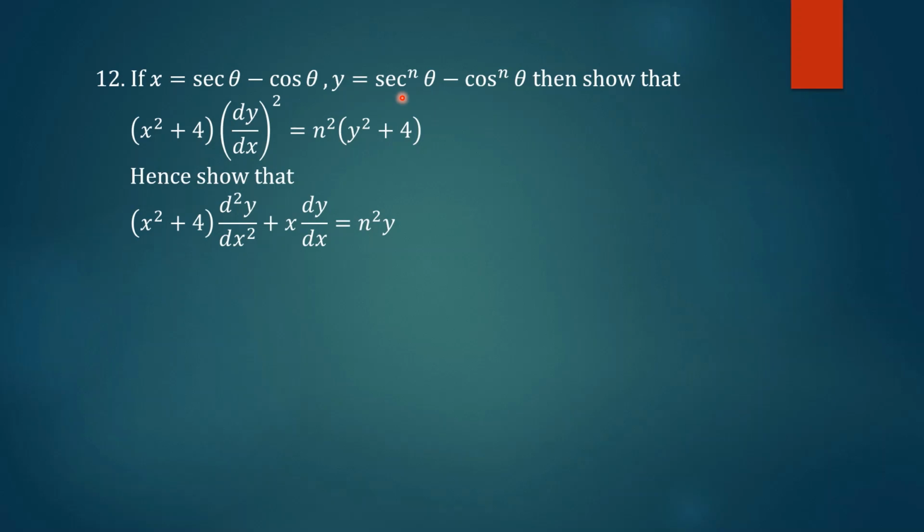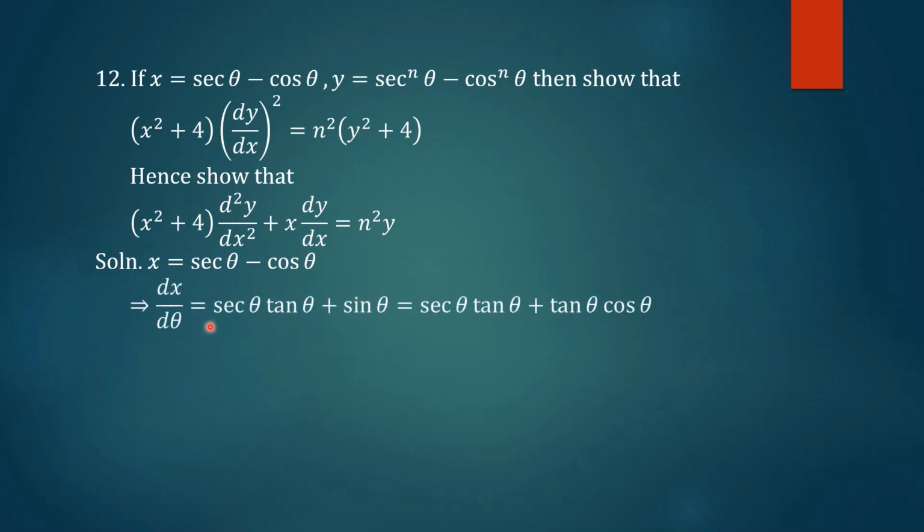It is a parametric function, so x and y should be differentiated separately, and after that you have to find dy/dx. So first you take the expression for x. x is equal to sec theta minus cos theta. So dx/d theta, very simple. Sec theta differentiation is sec tan, then cos theta differentiation is minus sin, so make it plus sin theta.